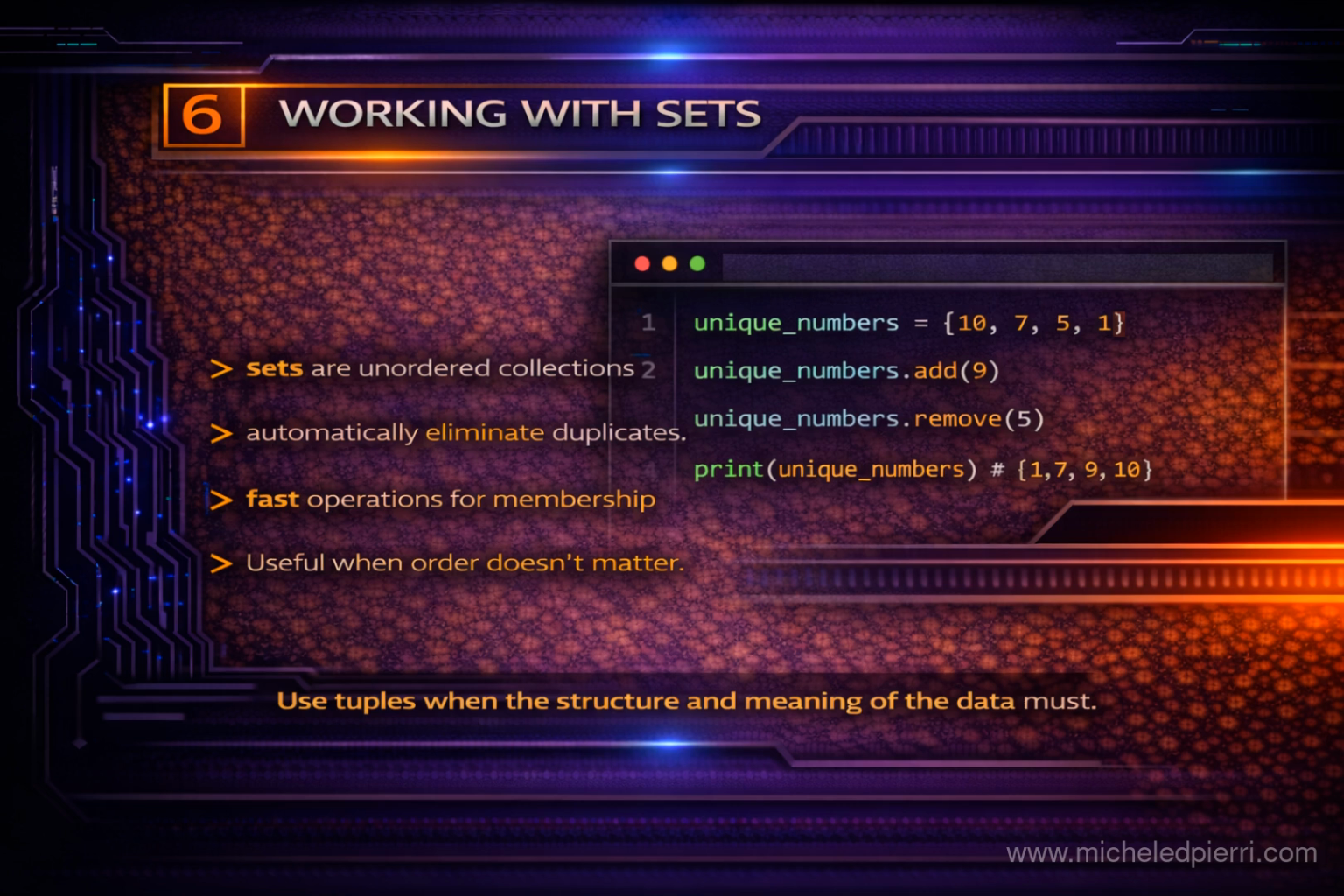In the code example, unique_numbers is created using curly braces with a few integers inside. Then we add a new value with add, and remove an existing value with remove, so you can see that sets support these in-place updates. When we print the set, the output shows the values in a different order than we typed them. That's normal, because sets don't preserve ordering. The key takeaway is, if your goal is unique values, this structure does the work for you.